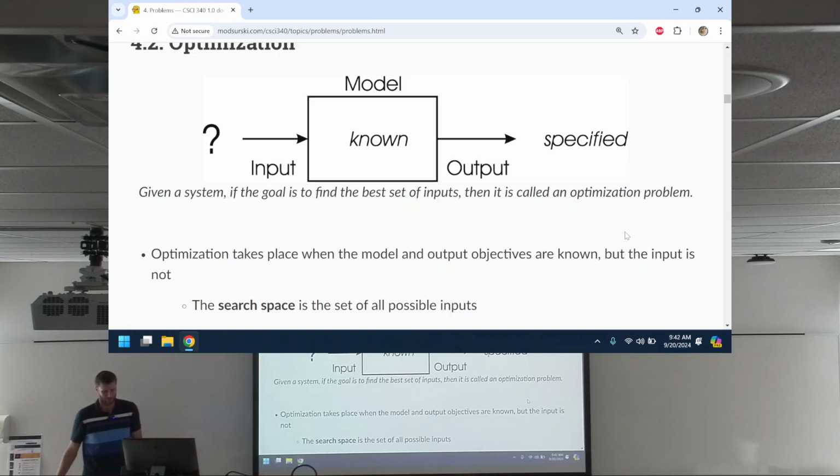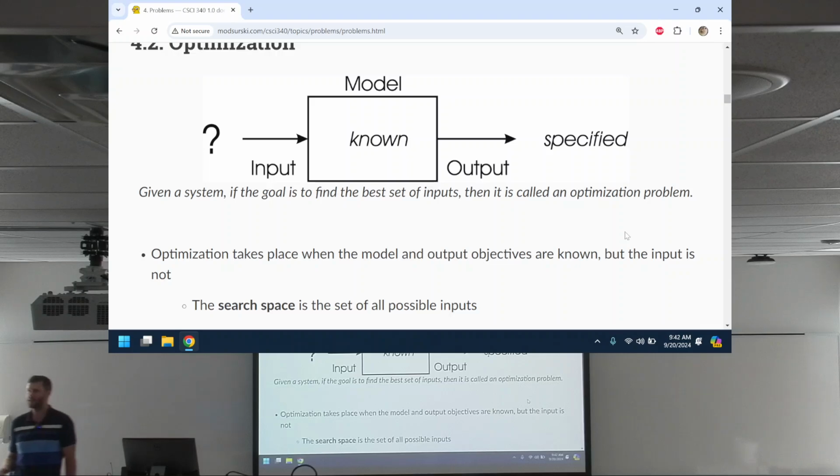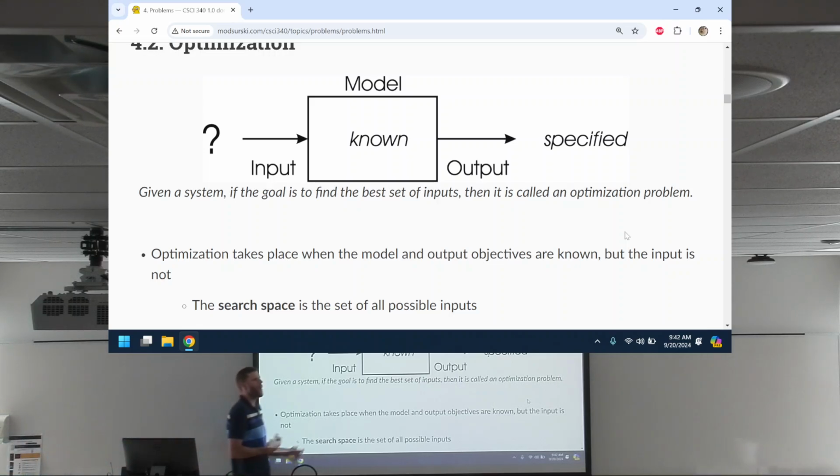All right. So let's say we're doing optimization. And I want to be clear, what I'm about to say, I'm talking in general. We could probably find a bunch of exceptions to these things, especially because the boundaries between these classifications can get a little fuzzy, but I'm speaking in relative generality. So if we want to optimize something, given a system, optimization takes place when we have the model and our output objective is known, but the input is not.